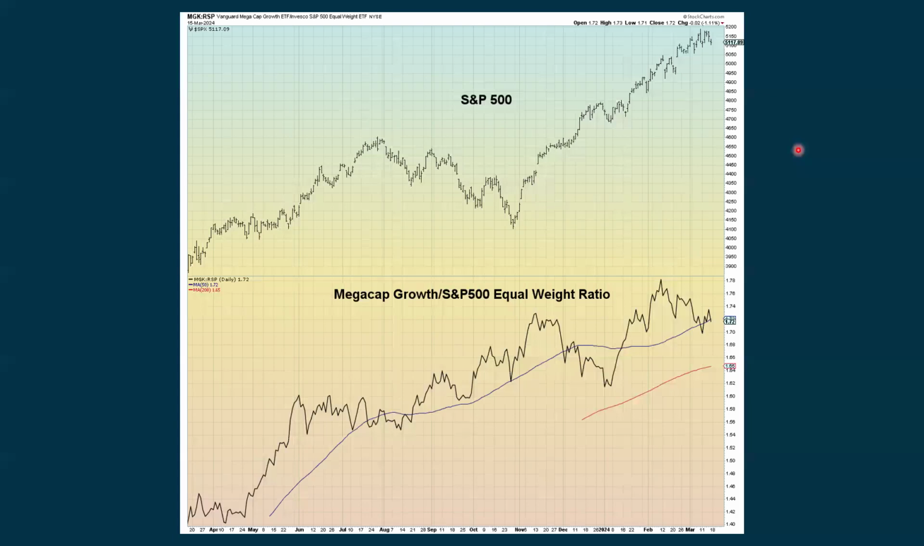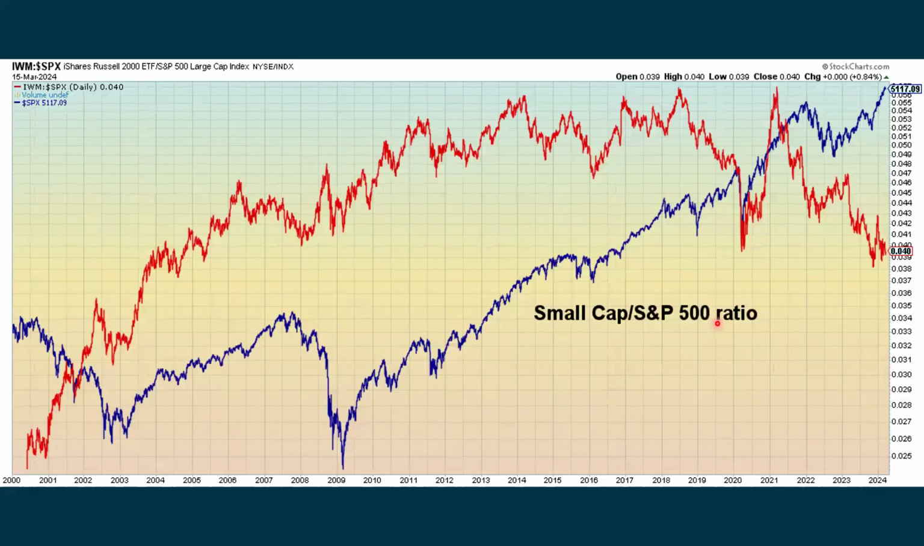And we look at the mega caps, the really big companies, and compare it with the equal weight index. The equal weight has been holding up a little bit better. So we're seeing, even though in the longer term the mega caps are outperforming, this has been pulling back recently.